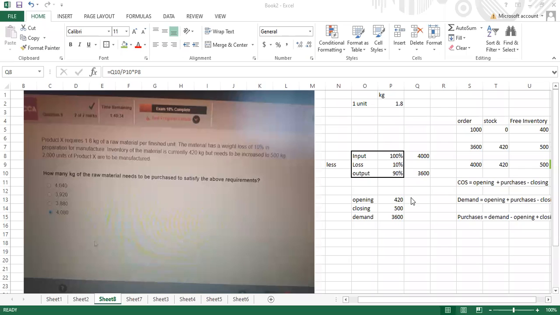Yeah. How did I get this 4,000? It's very easy. You see that 3,600 is already there. How did we calculate this 2,000? I hope you know that 2,000 is given in unit form, so we converted them into kgs. So 3,600 is our kg.